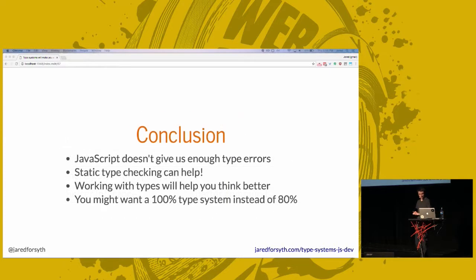So in conclusion, JavaScript doesn't give us nearly enough type errors, but static type checking can help tremendously. And once you have a rock-solid type system in your tool chain and you get used to it, it'll change the way that you think, and you'll write better code. And if you get frustrated with the 80%, there's more out there.